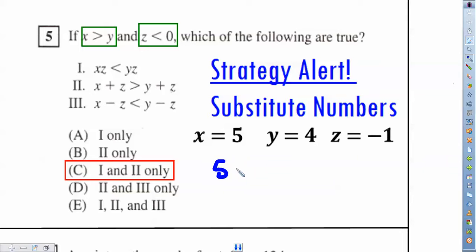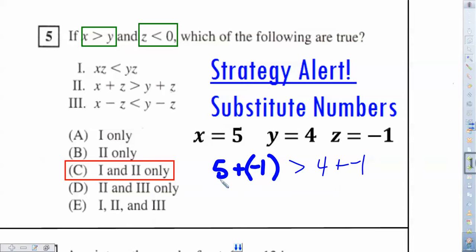If we look at situation number 2, of having 5 plus negative 1, and then greater than y, which is 4, plus a negative 1, simplifying that, now we just have 4 being greater than 3. Hey, that's true also, so 2 works.